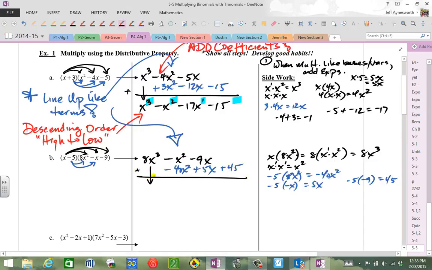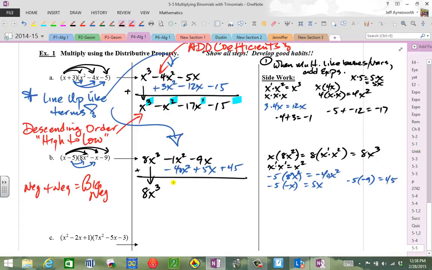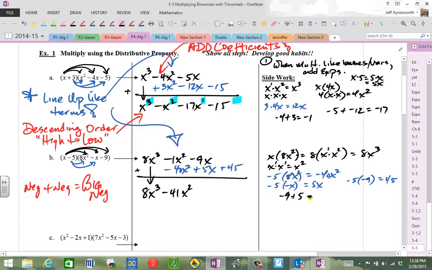Draw your line, add, bring the lead term down. So I've got 8x cubed, again in descending order, highest degree first. A -1 plus a -40: a negative plus a negative is a bigger negative. So -1 plus -40 is -41, so -41x squared. Squares with squares combine with squares. -9 plus 5, I have more negative, so it's -4, so -4x, and then bring down the plus 45.